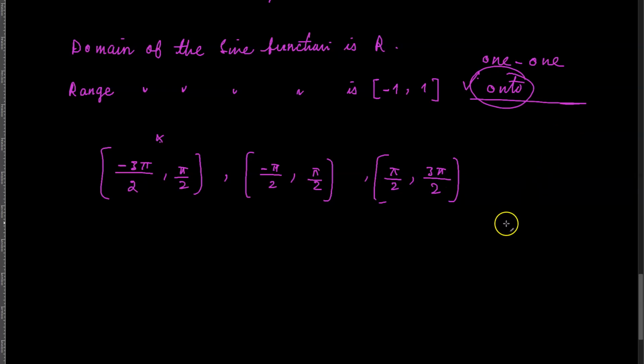And then of course you can just keep going with these intervals. You can go towards negative infinity, you can go towards infinity, and wherever you go, of course, the range is going to be negative 1 to 1, right?